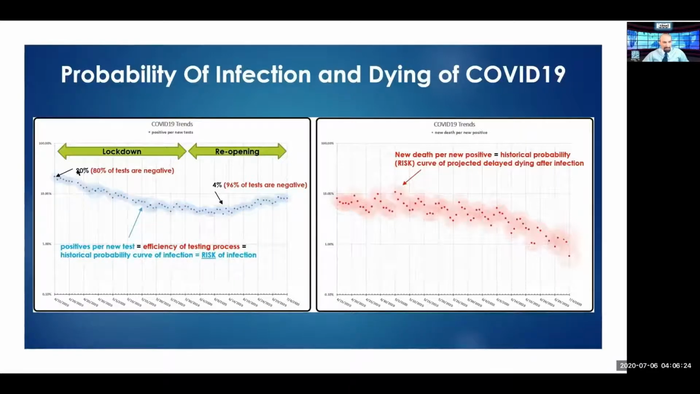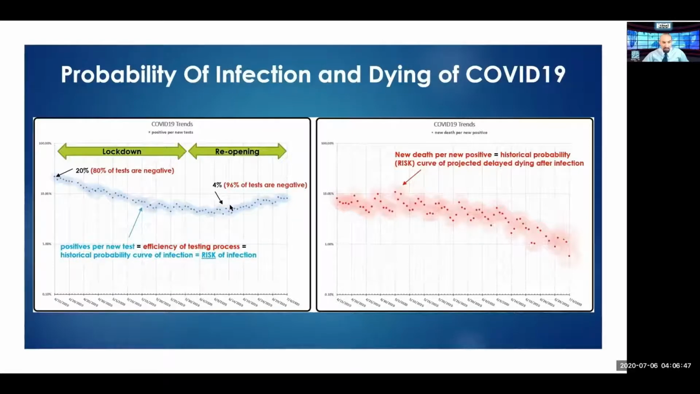Now, look carefully at this number. We started in mid-April at 20%, and we kept going down as we locked down. And then as we reopened, the numbers went up. Actually, at the bottom here in mid-June, we went down to 4% of all the tests being positive.